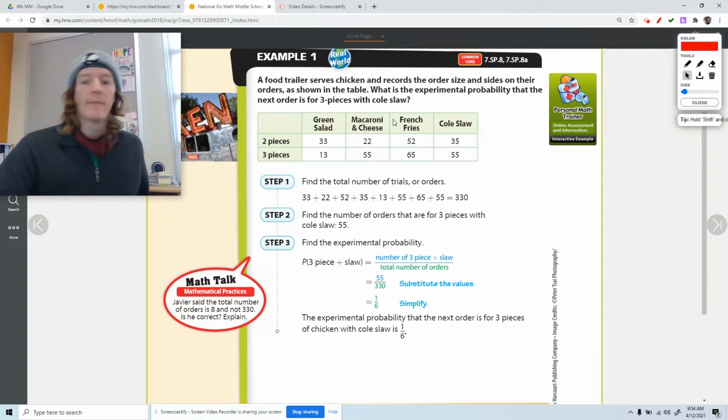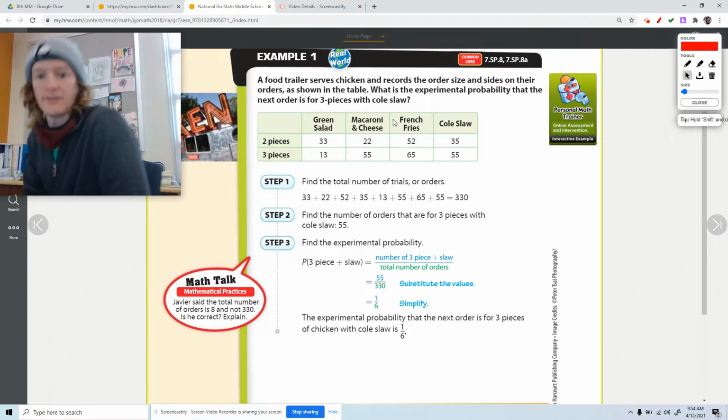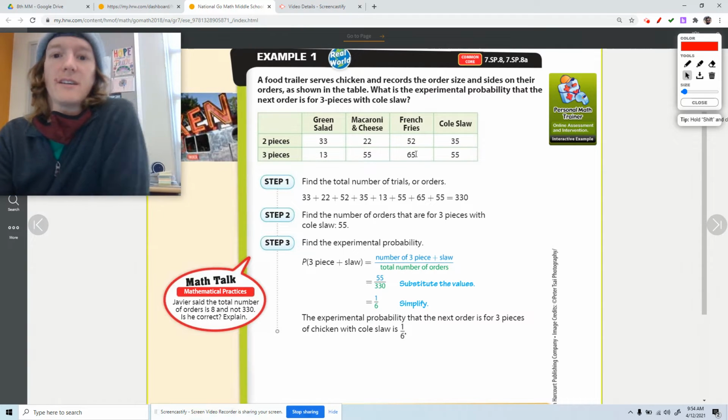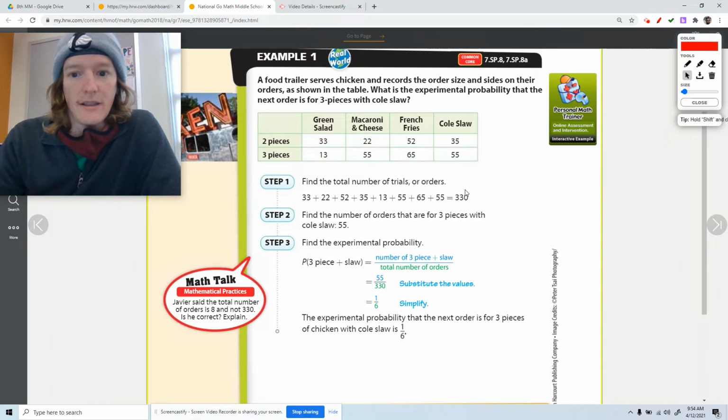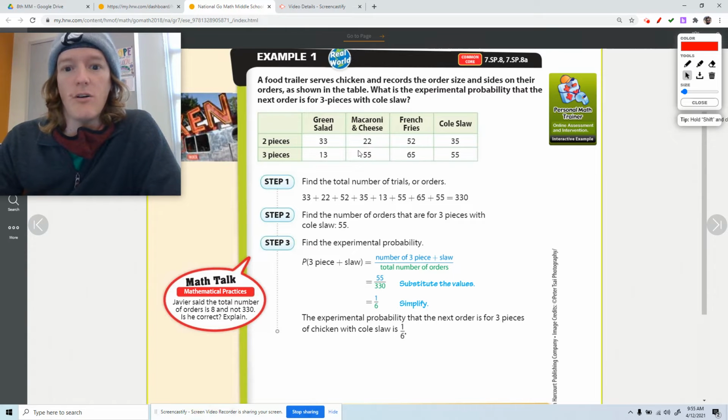So this food truck has to make sure they have the amount of supplies they're going to need for every single day. So they check out the experimental probability and see what people order. They have a total of 330 customers here. 33 plus 13 plus 22 plus 55, because 55 people got a 3-piece and a mac and cheese. So each of these needs to be added up to find our total. So we found the total number of trials. We add up all 8 of these numbers. That's 330.